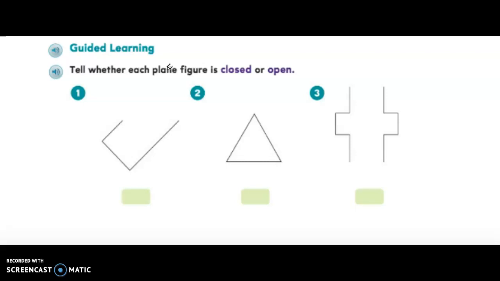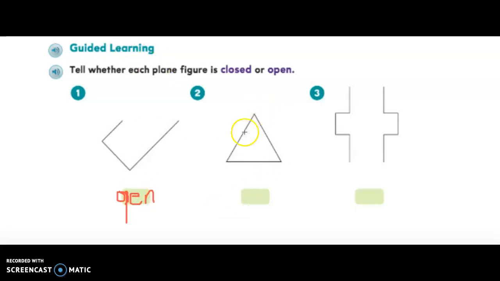So as discussed on the last slide, these are all considered plane figures. We were just deciding if they are open and closed. Now, if we look at this one and we follow the lines, it does not connect all the way. So this is considered an open figure.